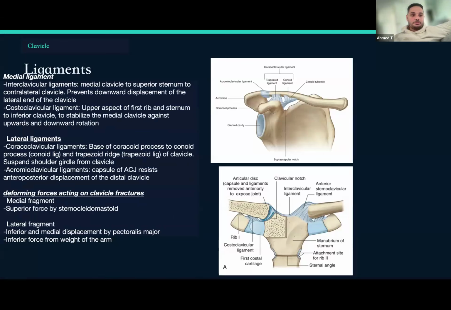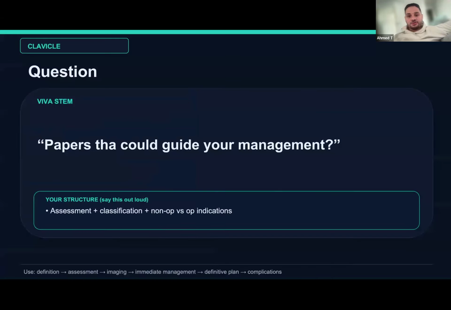So basically, the medial ligaments are the interclavicular ligaments, which are between both clavicles here, and the costoclavicular ligament between the ribs and the clavicle. The lateral ligaments are the CC ligament, coracoclavicular ligament, and the acromioclavicular ligament. Deforming forces: the medial fragment is pulled superiorly by the sternomastoid, and the lateral fragment is pulled inferiorly by the pec major and the weight of the arm.